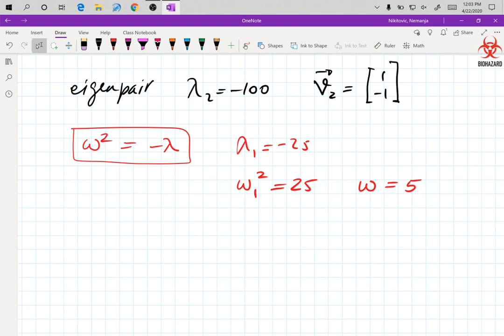All right, so this is it. And now we have the lambda 2, which was negative 100, which means that omega 2 squared is going to be equal to positive 100 because the negative from the equation and the negative from this one gives you positive, from where we are getting that omega 2 is 10. Omega 2 is 10.